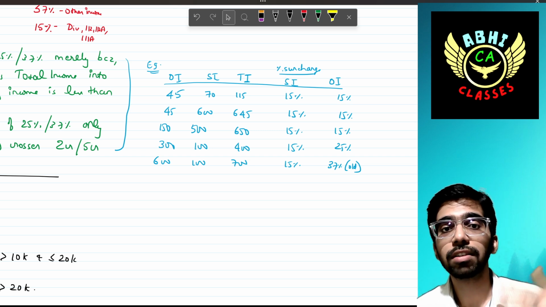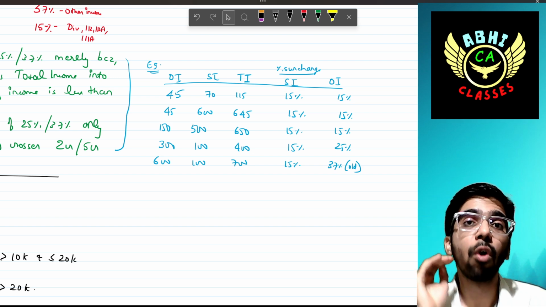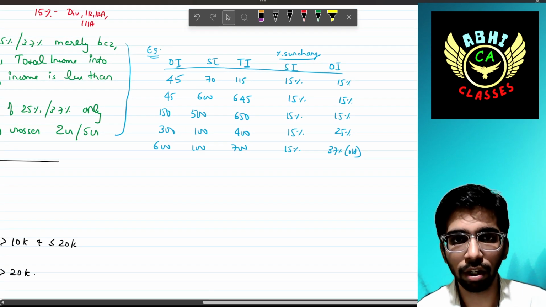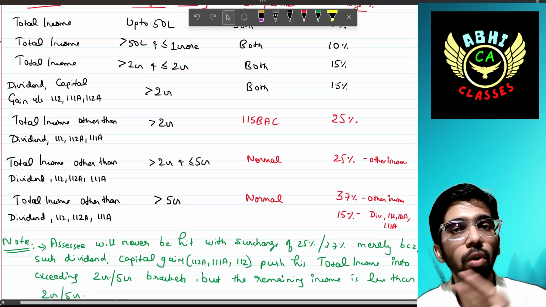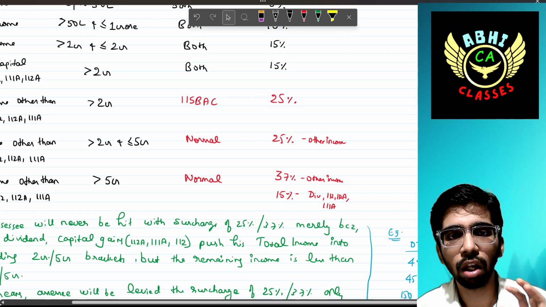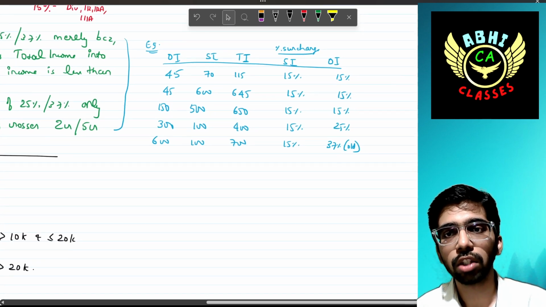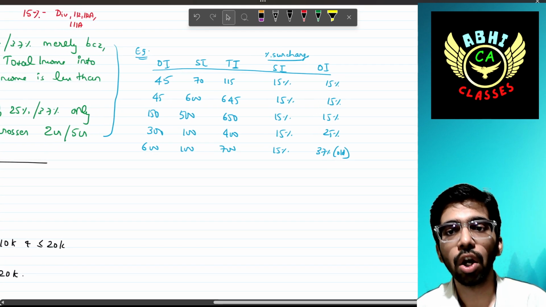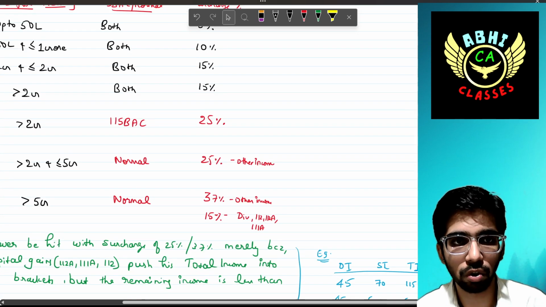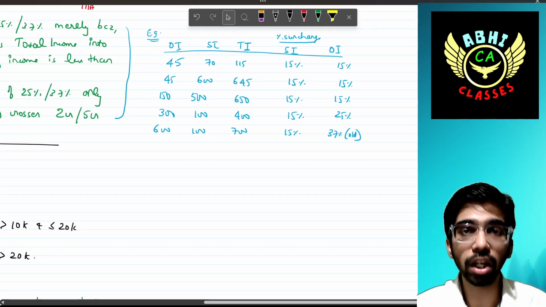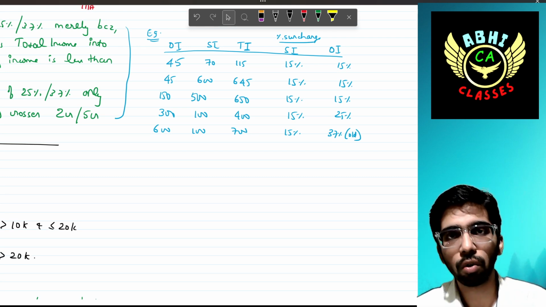Next, other income is 300 lakh, special income is only 100 lakh, total income comes around 400 lakh. This is a little bit confusing. Other income lies in the more than 2 crore category. So for other income, the surcharge is 25%, because we have discussed it, right? 25%, both in 115BAC and normal also. For special income, though total income is more than 1 crore, we are charging 15% to maintain equality.